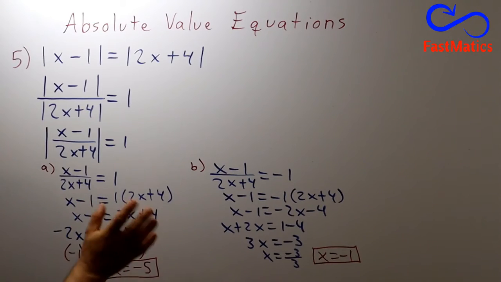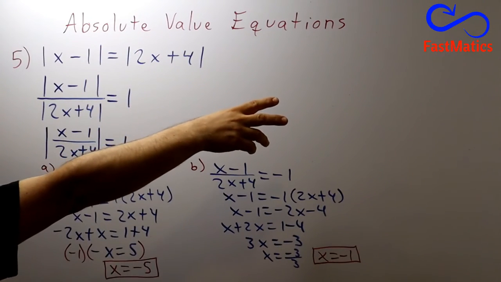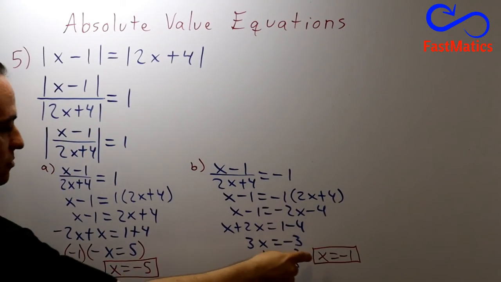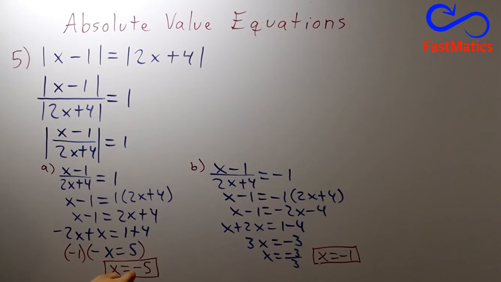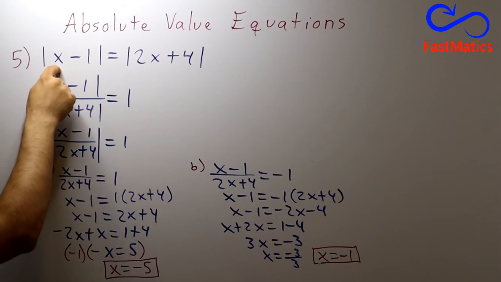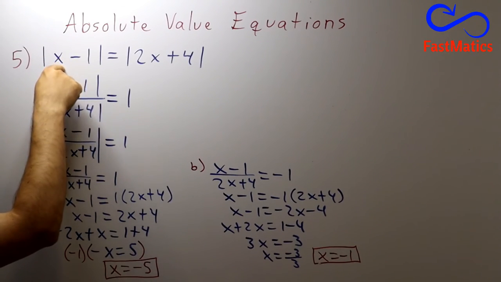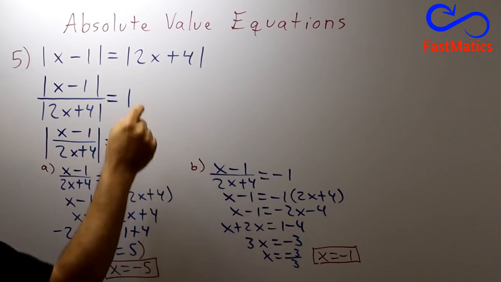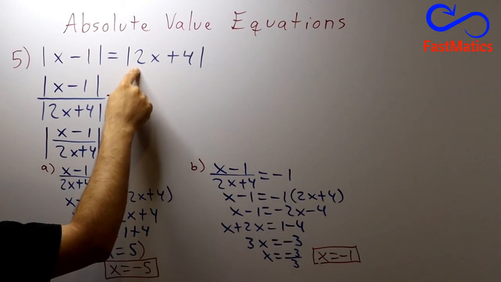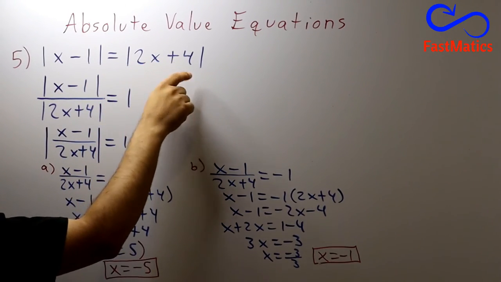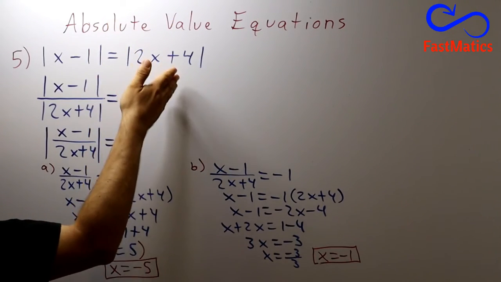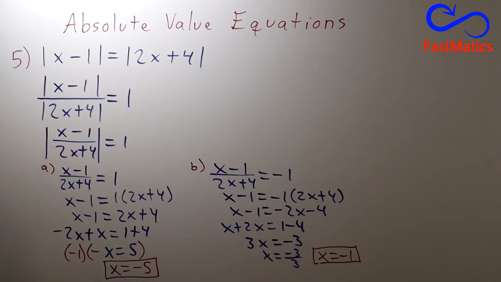And always when you have an absolute value equation, you have to verify that your answers are correct. If we replace the x with a negative 5, negative 5 plus negative 1, negative 6. Absolute value of negative 6 is 6. And here, negative 5 times 2, negative 10 plus 4, negative 6. The absolute value of negative 6 is 6. So this answer is correct.